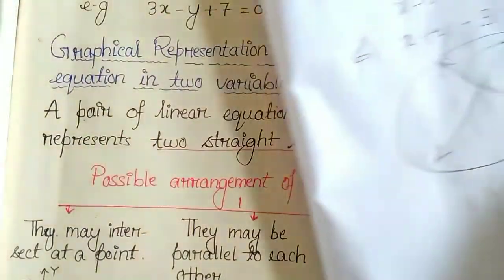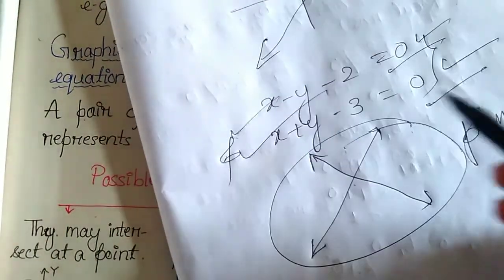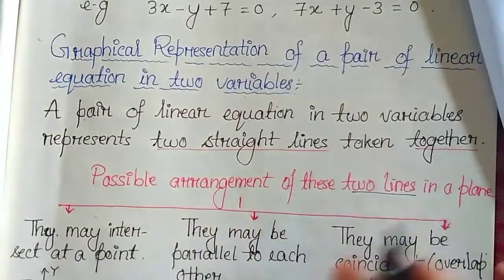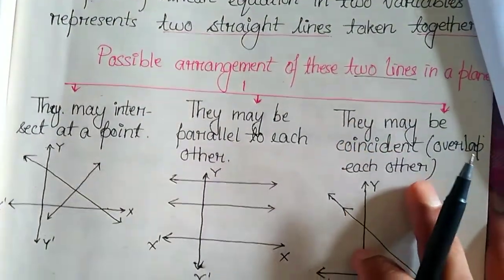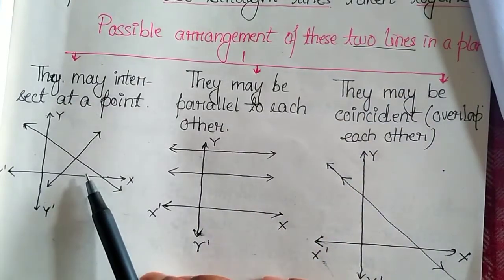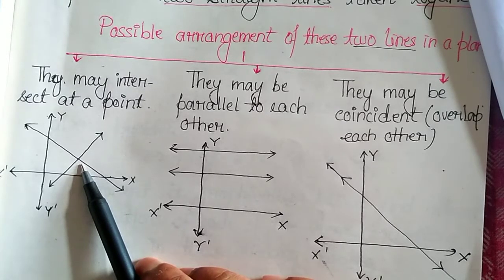Okay, so when we take these two lines together in a plane, three possible situations may arise. What are the three possible situations, students? The first situation is that these two lines may intersect each other at a point. Okay, so we call them intersecting lines. The pair of linear equations represents intersecting lines.